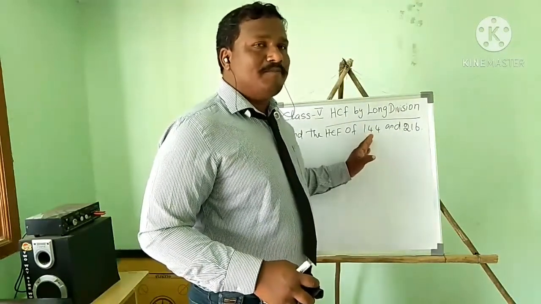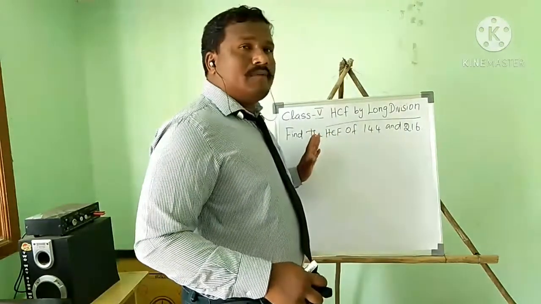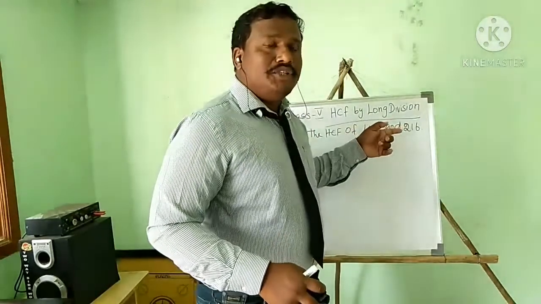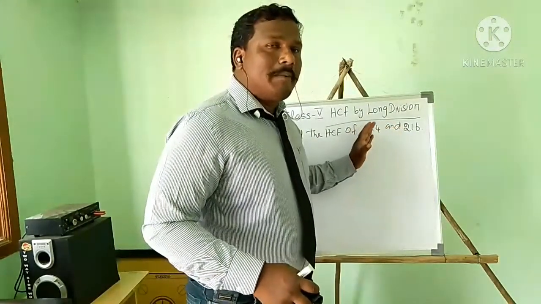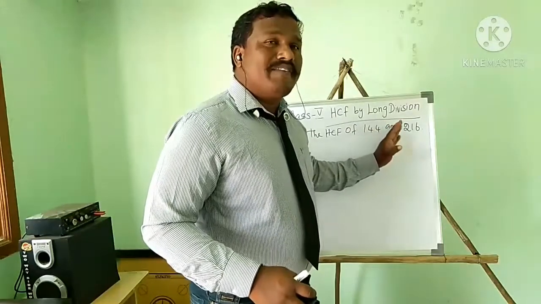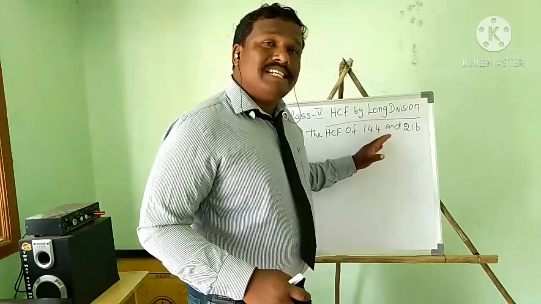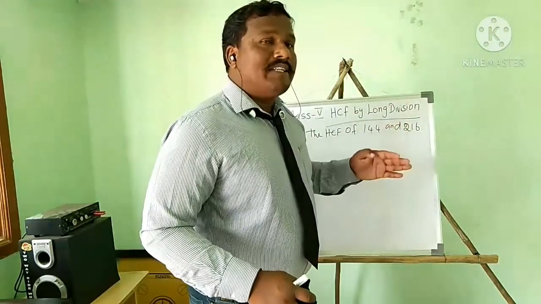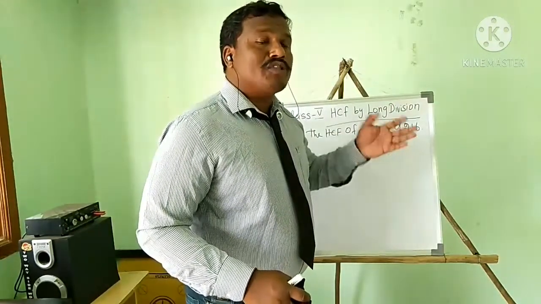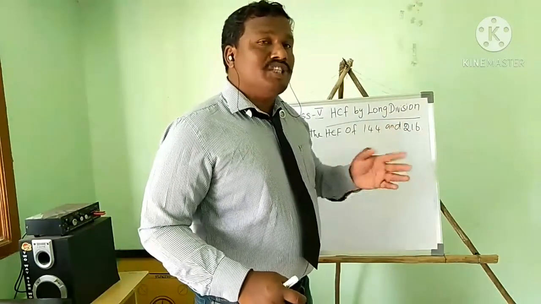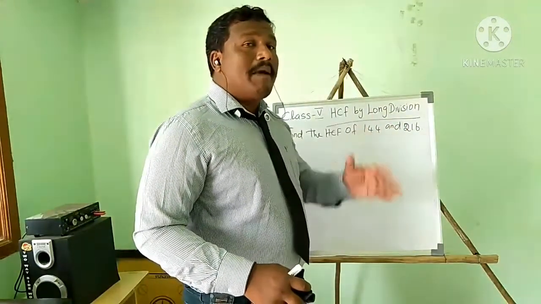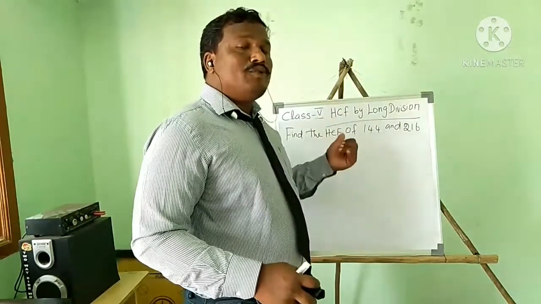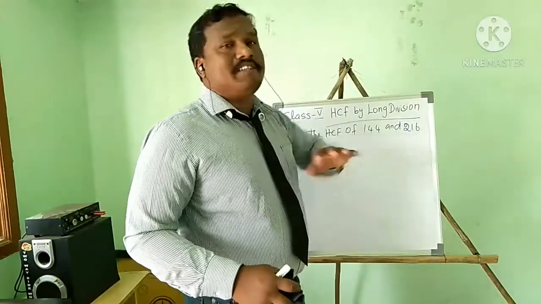Do you understand what I am telling? When you have to find the HCF by using the long division method, you have to see which is the bigger number and which is the small number. The bigger number is the dividend, the small number is the divisor. Then you have to divide. After division, you have to subtract. After subtraction, you will get some remainder. That remainder you have to take as the divisor, and the divisor you had already taken becomes the dividend.